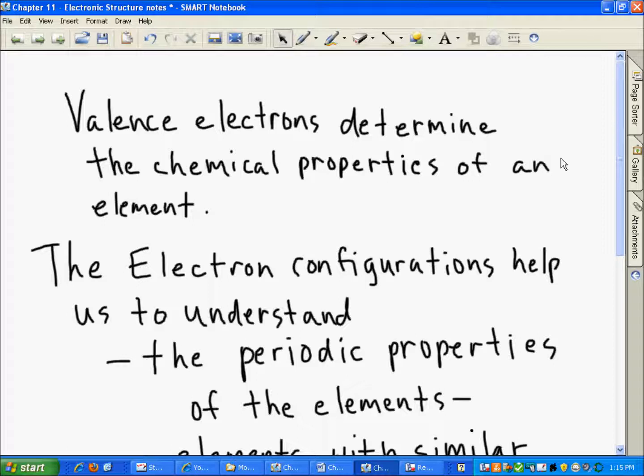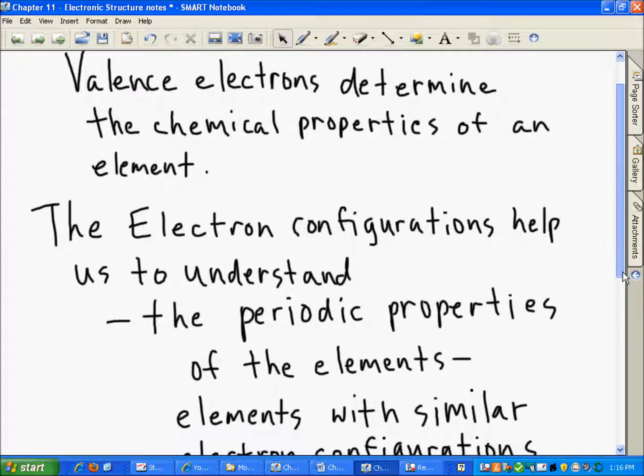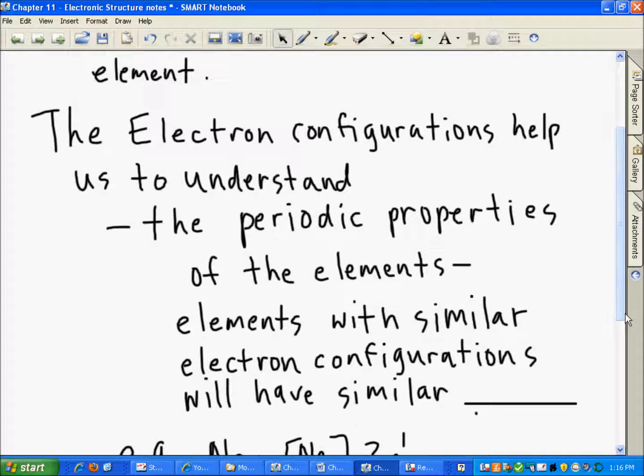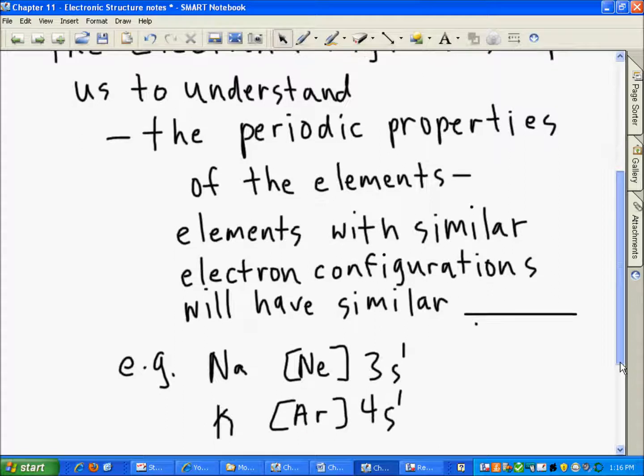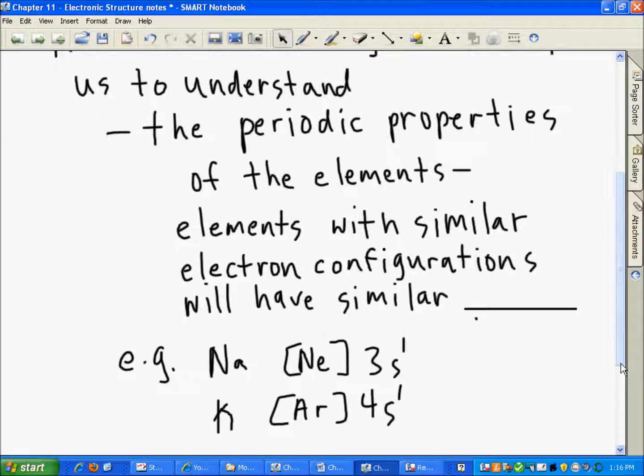And we've done all this work to figure out how to work out an electron configuration. And so that's great. You can work out an electron configuration. But how does that help us understand chemistry? Well, if you know the electron configuration, it will help you to understand the periodic properties of the elements. Why elements in the same family have similar properties. And the reason for that is that their electron configurations are similar.